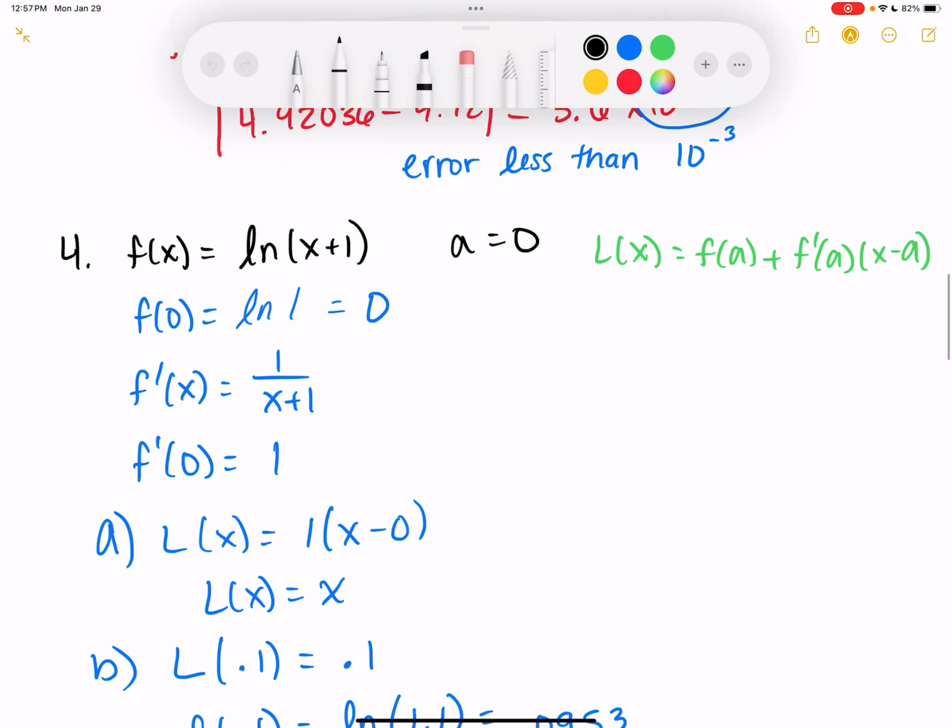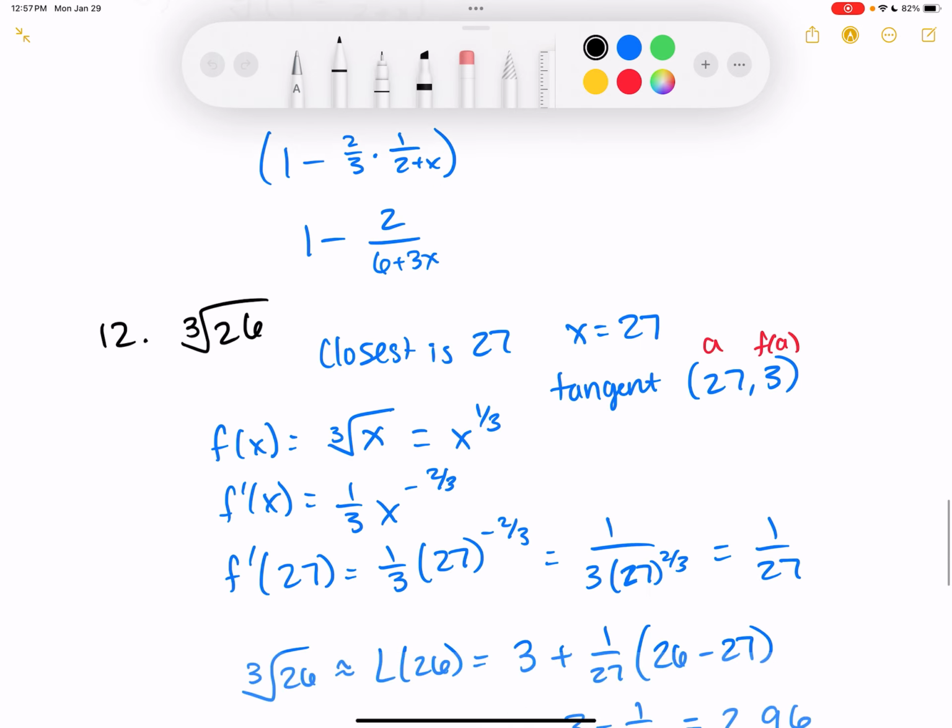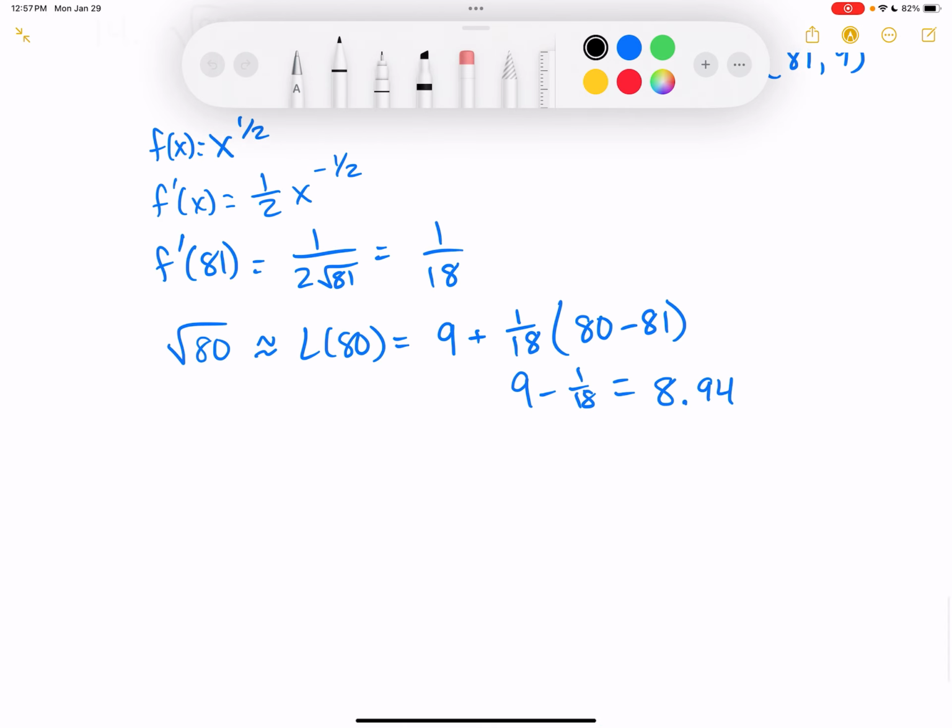Yeah. I thought it was funny. It was funny. Math teachers tend to do that a lot.